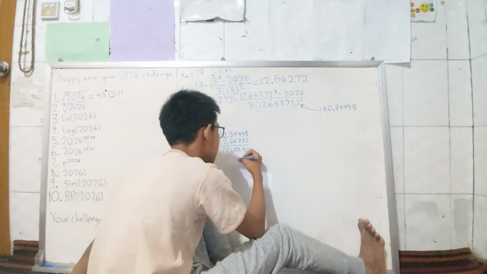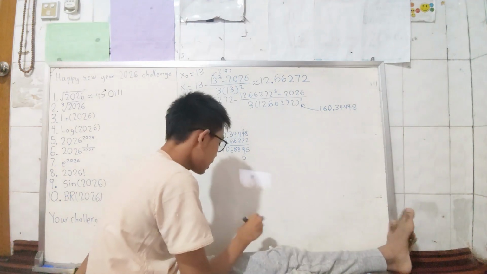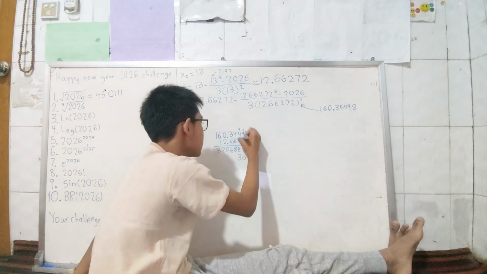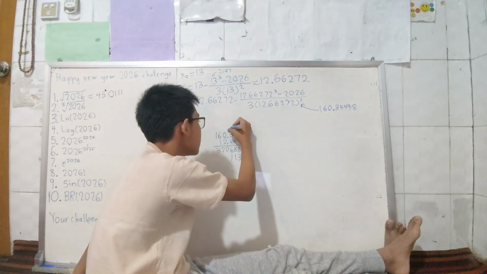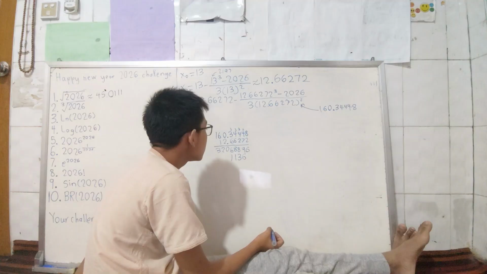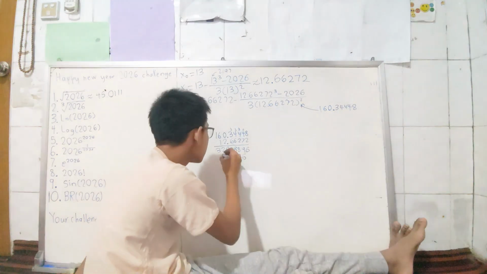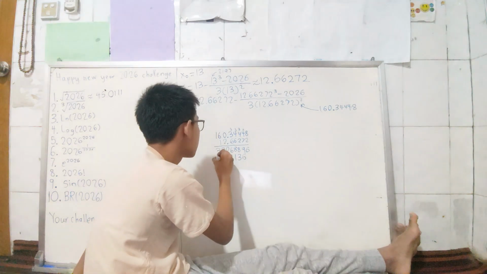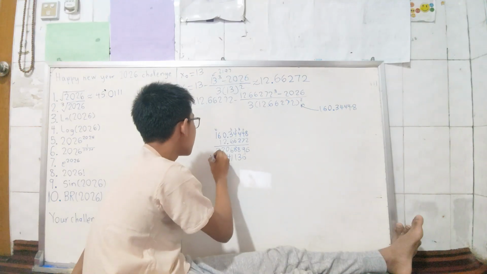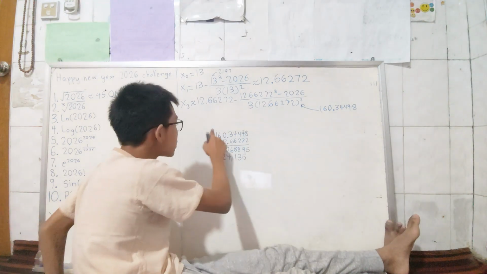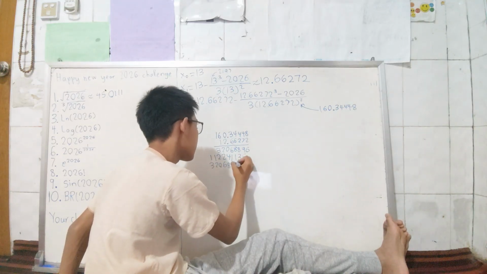7 times 8 is 56. 4 times 2 is 28. It's gonna be 33. 4 times 2 is 28. So it's gonna be 31. And then 3 times 7, that's gonna be 21. That's gonna be 24. 6 times 7 is 42. And then that's gonna be 11. Multiplying by 2 again, we get 320.68896.